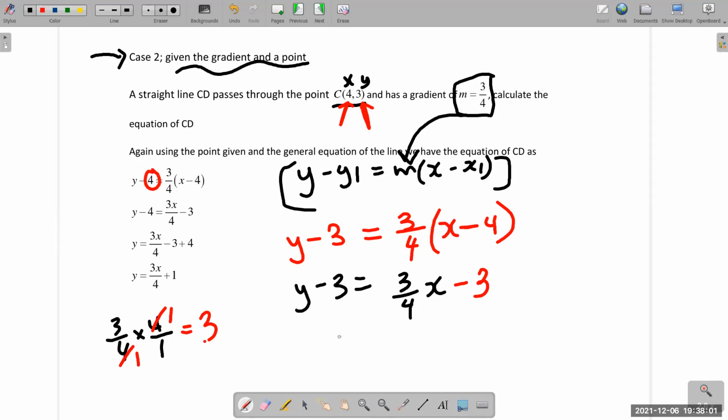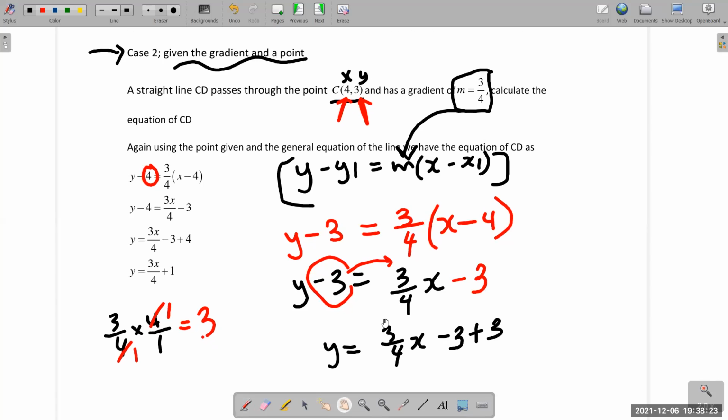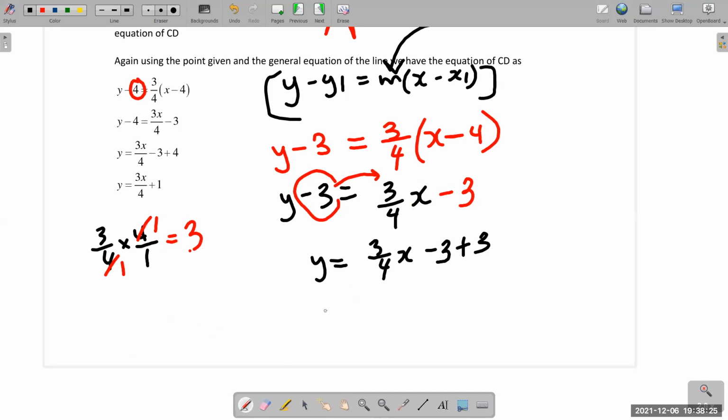So there we go. Now that we have this, same thing like before, we need y by itself. So we need to move this over. When we move it over, what's going to happen? We're going to end up with y is equal to 3/4x minus 3. When the minus 3 goes over, it's going to become what? Plus 3. Negative 3 plus 3 is going to give me what, guys? 0. So y is equal to 3/4x plus 0.